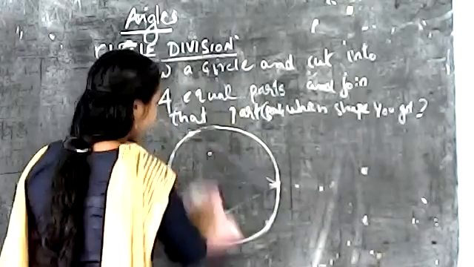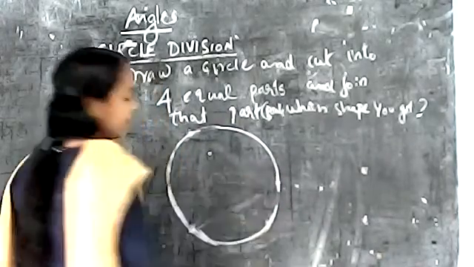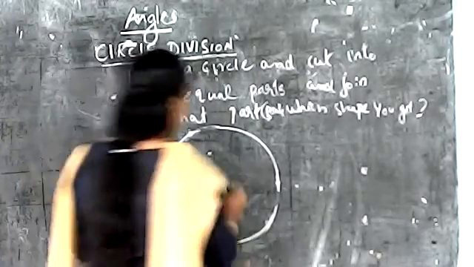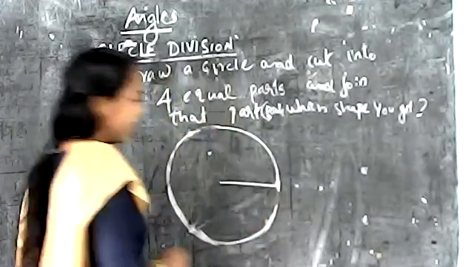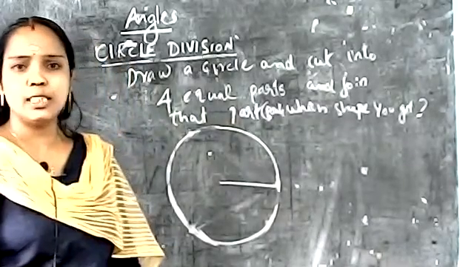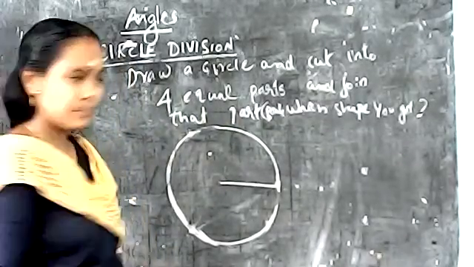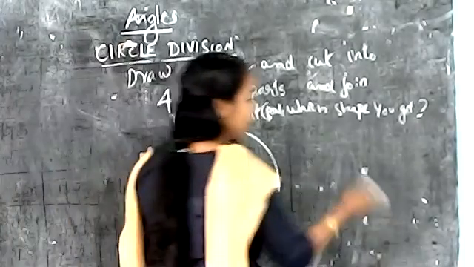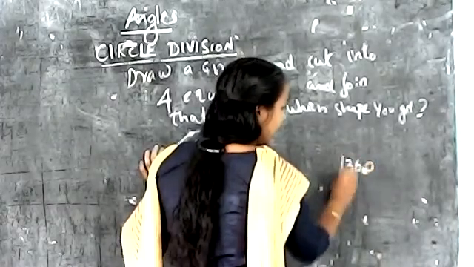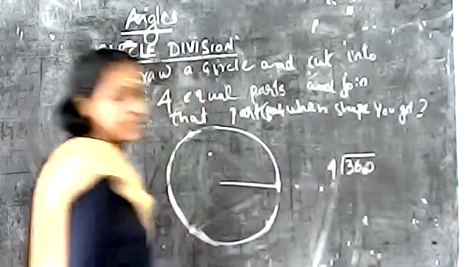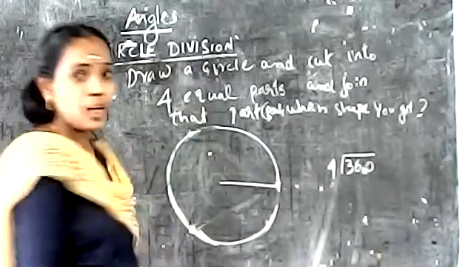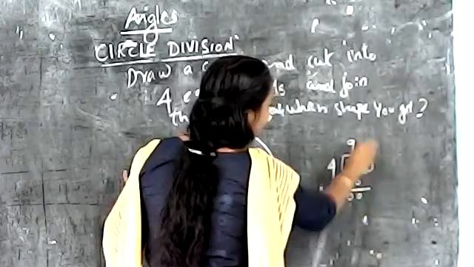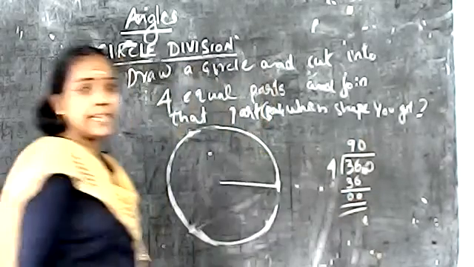Firstly, draw a circle. Second, draw a radius. How many centimeters is the radius? 5 centimeters. How many equal parts do you want? 4 equal parts. How do we get each part in degrees? 360 divided by 4. How many degrees? 90 degrees.